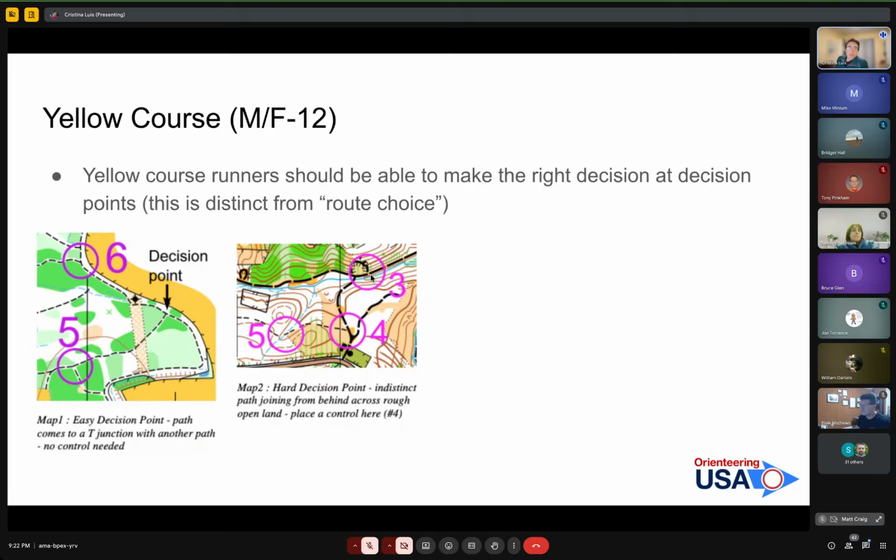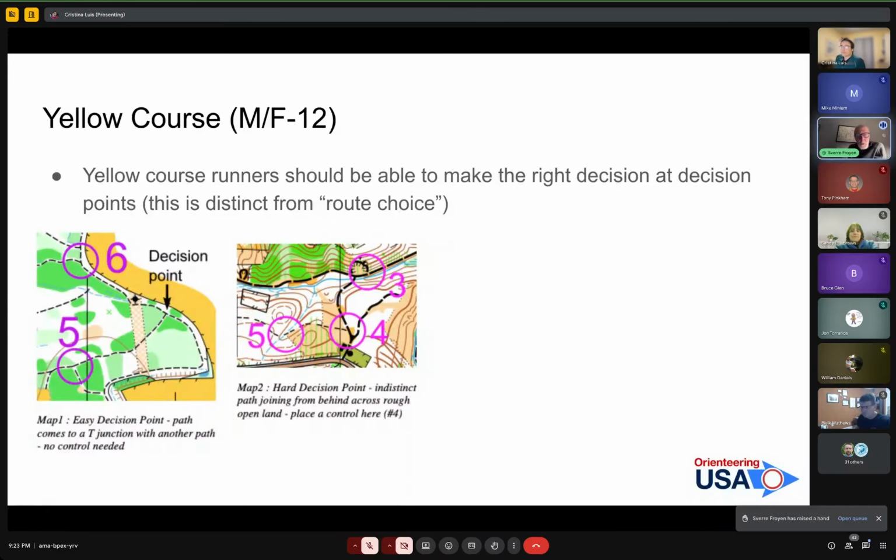Here's another decision point, and this one is because in this case, the course designer has decided to put a control at the decision point because this trail is so indistinct that the feeling was that the runner would just blow right past it and miss it. Maybe later in a yellow course that's okay, depends how indistinct this is. But in this case, they decided that the decision point is too hard, so let's put a control there. You have to go out in the terrain and see what it really looked like. Sorry, what do you have to say?